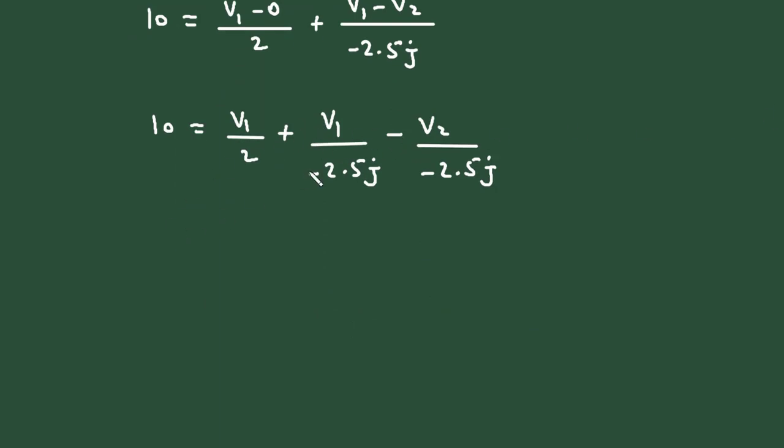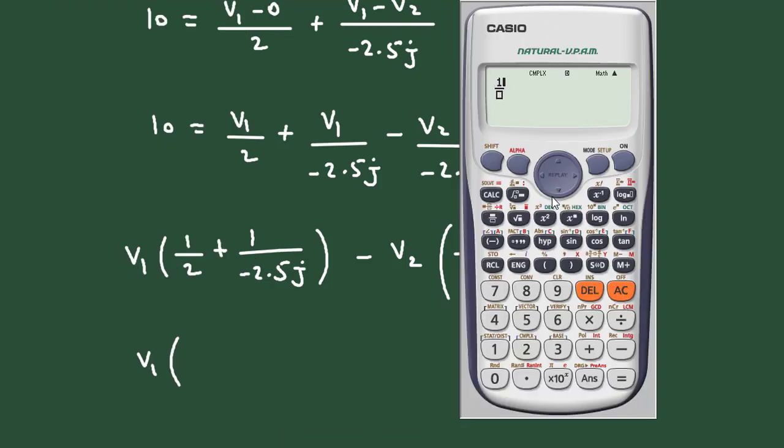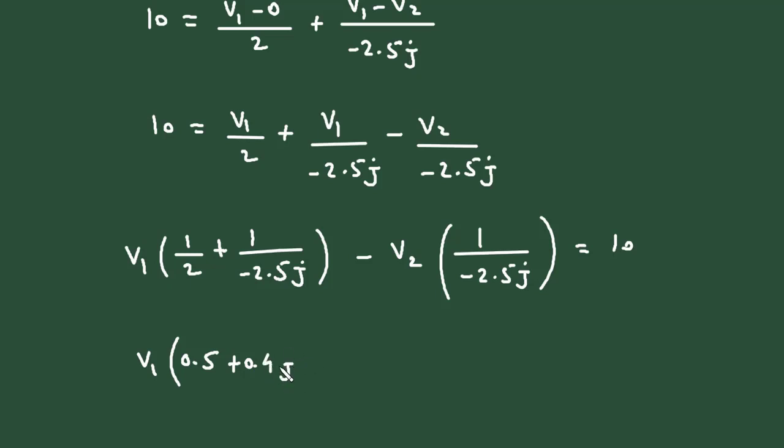Now if we rewrite this, we can take V1 common. So it will be V1 in bracket, 1 upon 2 plus 1 upon minus 2.5J, then minus V2 in bracket 1 upon minus 2.5J is equal to 10. If we simplify, 1 by 2 plus 1 upon minus 2.5J is equal to 0.5 plus 0.4J, minus V2.